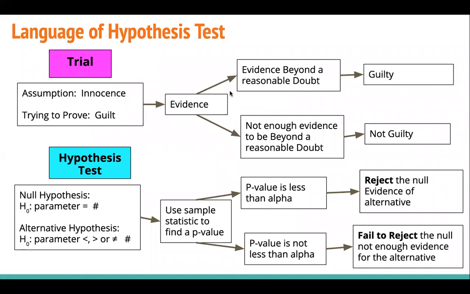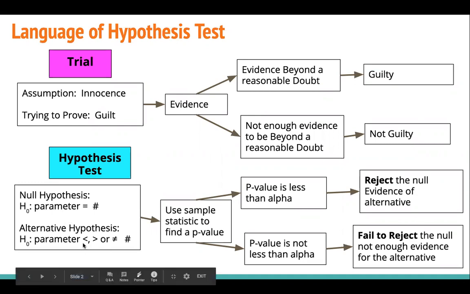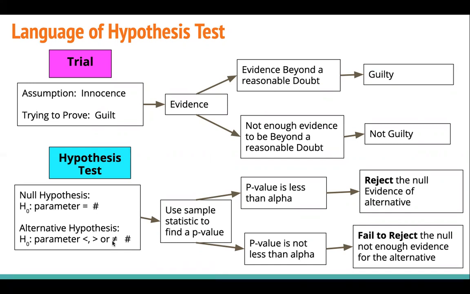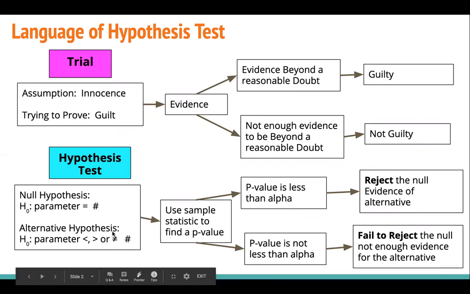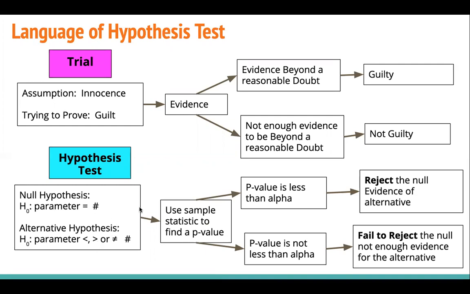All right, so this first slide is just a little bit of review on our language around what a hypothesis does. Just like a trial, we have this assumption of innocence, that's our null hypothesis, and then our alternative is really that we're trying to show something different, less than, greater than, or not equal to. It's the same as the guilty sentence we're trying to get for.